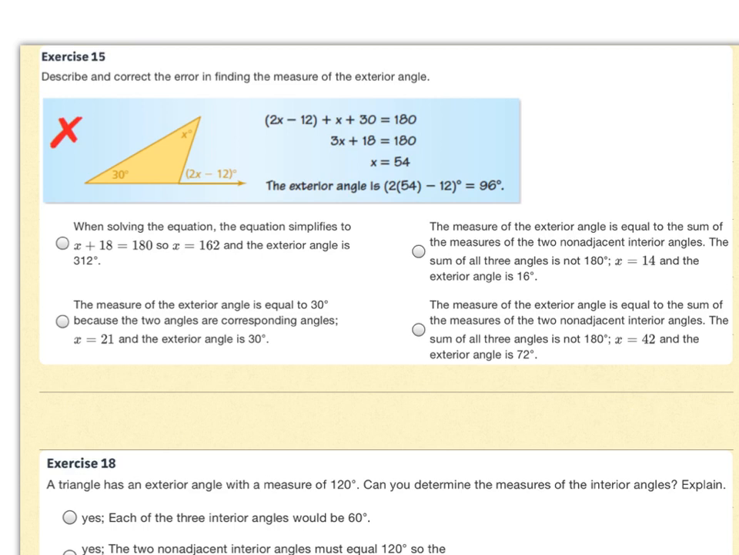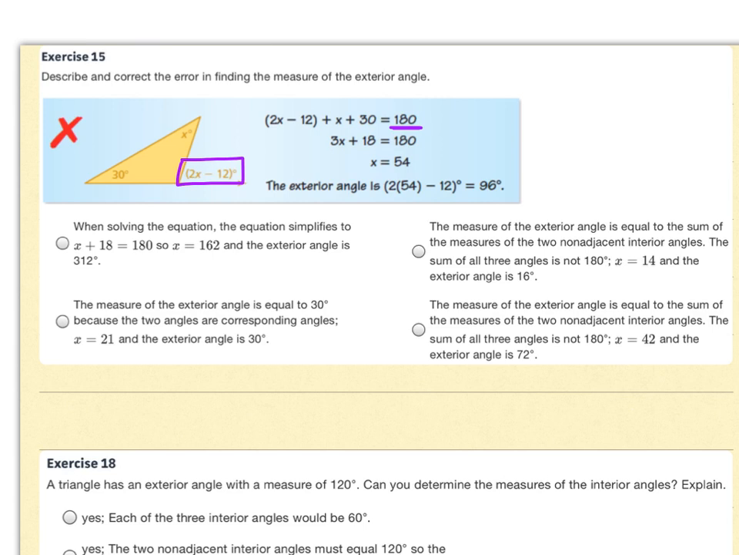Let's look at some homework questions, starting with number 15. It says, describe and correct the error. And so I want to talk about this so we understand why the mistake was made. They're adding this to 180 degrees, but I don't have three interior angles. I have an exterior angle right here. So I can't use the Triangle Sum Theorem and add them to 180 if I have an exterior angle.